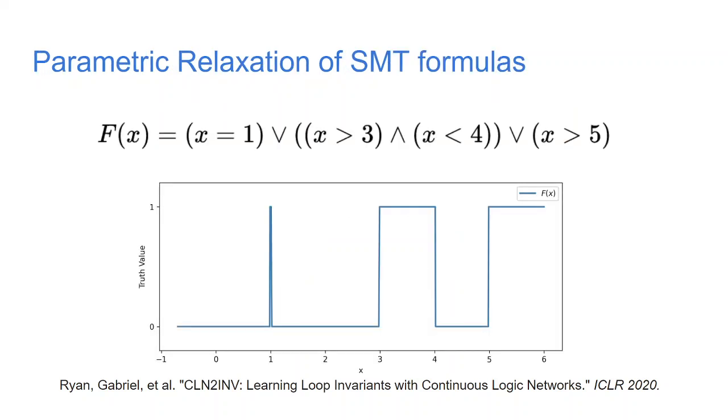CLNs use a parametric relaxation of SMT formulas to convert them into smooth and differentiable functions. Consider this formula F, which is either true or false, for various values of x. Deep learning doesn't work for F, since F is a discrete function. To make deep learning possible, CLNs propose a relaxation, shown as the red dashed line, which closely approximates the behavior of the discrete SMT formula. Since now it's a continuous function, it can be used with gradient descent.